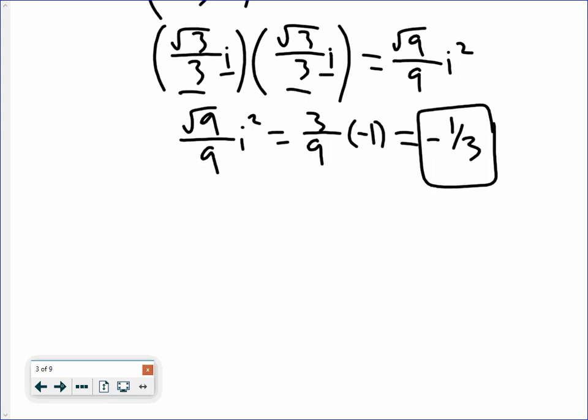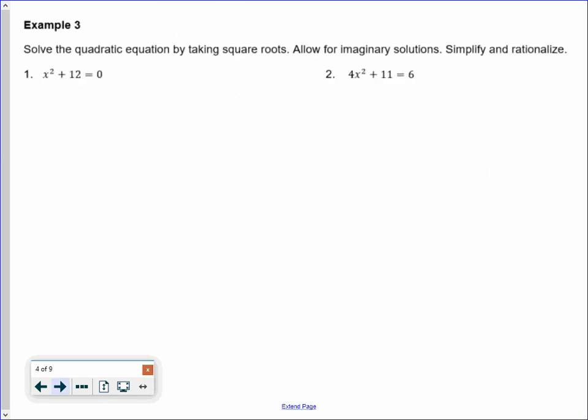Okay. Let's keep going. Now we have some quadratic equations. To be very similar to day 1, except in this case we have imaginary numbers. So let's go on and do number 1. We're going to subtract 12 on both sides. Like we always do, remember we isolate the x squared term, and then we take the square root of both sides, right? So we get x squared equals -12.